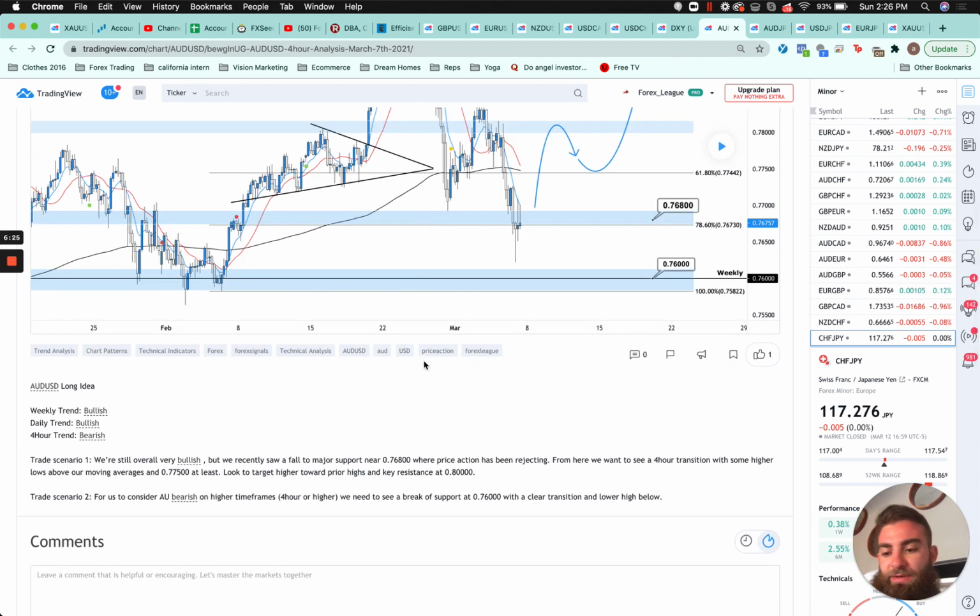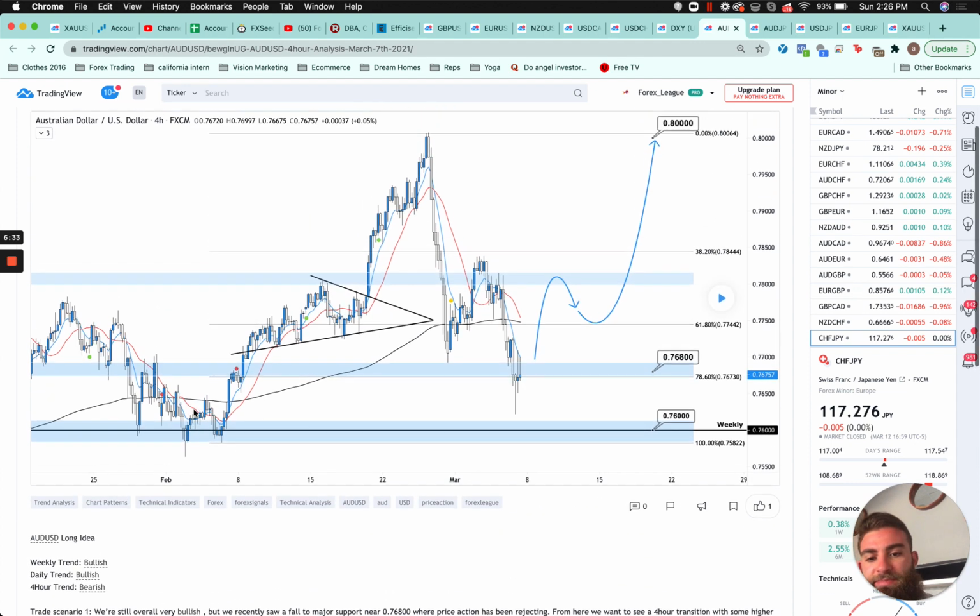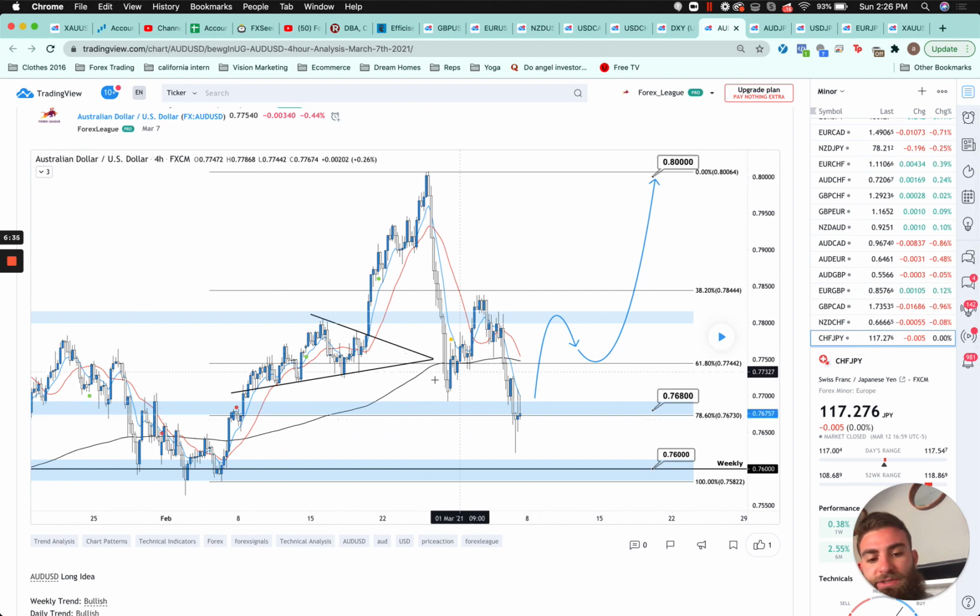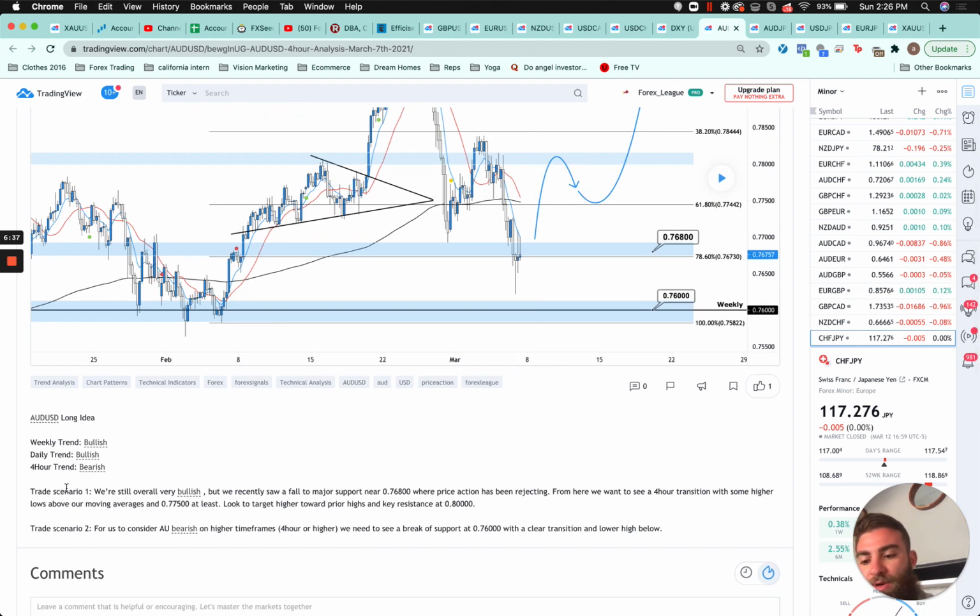Let's go to AUDUSD. On the weekly, the trend is bullish. The daily trend is bullish. And the 4 hour trend is bearish. As we can see here, the 4 hour is extremely bearish. Going into the week, trade scenario 1, we're still overall very bullish, but we recently saw a fall to a major support area near 0.76800, where price action has been rejecting.